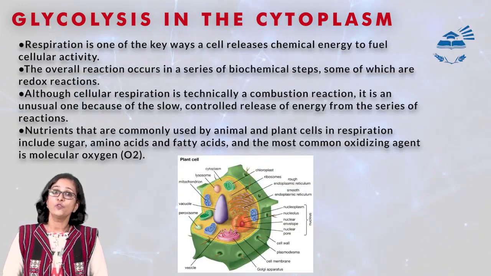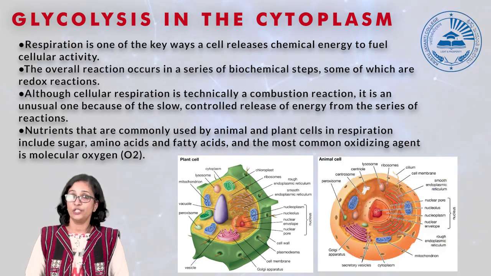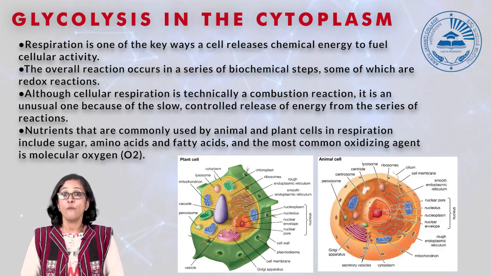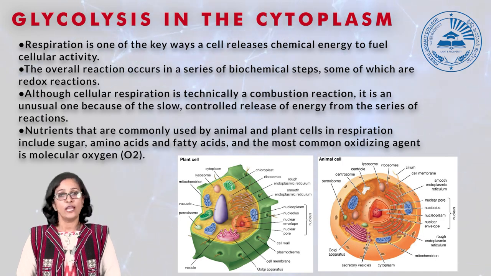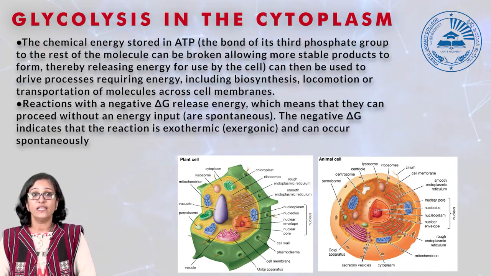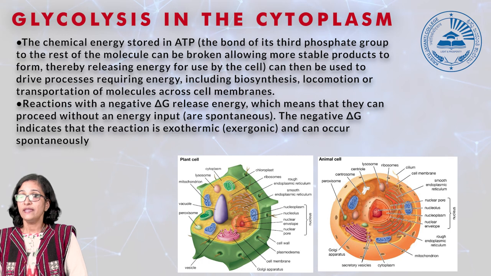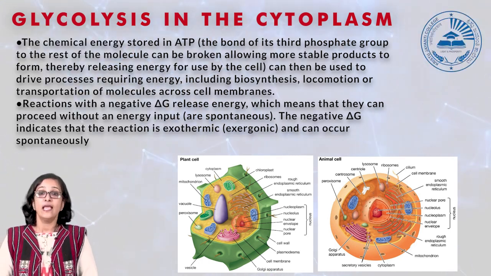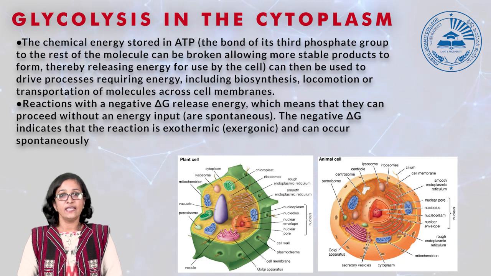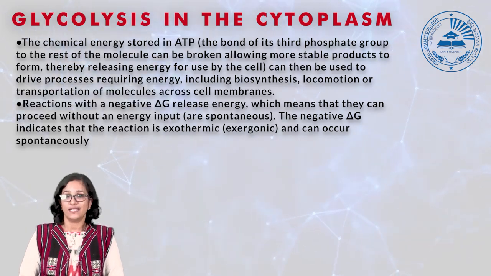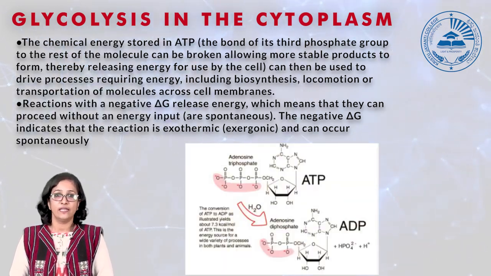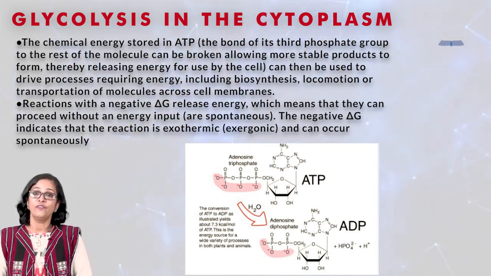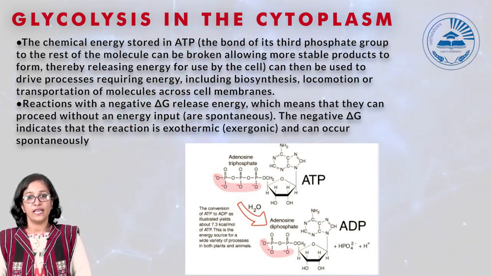Nutrients that are commonly used by animal and plant cells in respiration include sugar, amino acids and fatty acids, and the most common oxidizing agent is molecular oxygen. Reactions with a negative delta G release energy, which means they proceed without an energy input, that is, they are spontaneous. The negative delta G indicates that the reaction is exothermic or exergonic and can occur spontaneously.